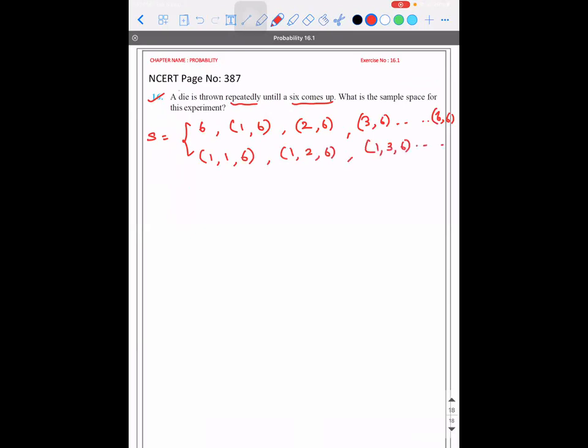So you need to ensure, whether you're writing an ordered pair, ordered triplet, or whatever it is, you need to stop writing it when the last digit is 6. Right? So it is again an infinite set. Clear, guys? So this exercise is over. Now we will go to the next part.